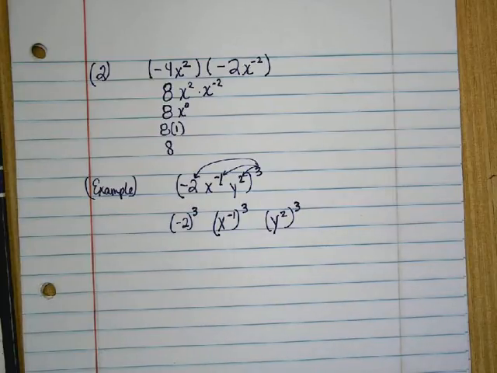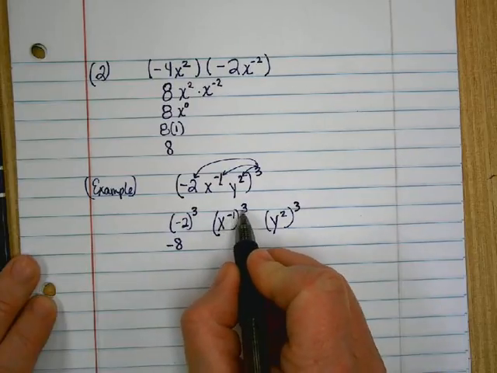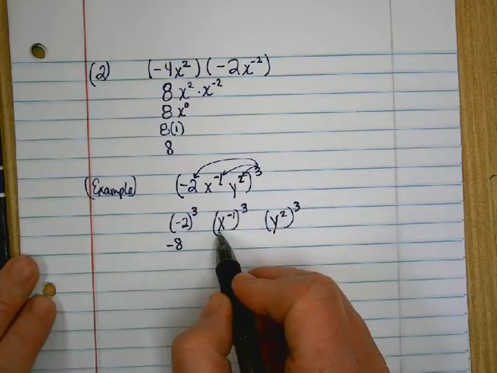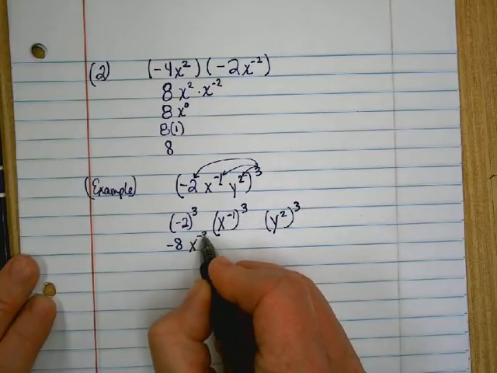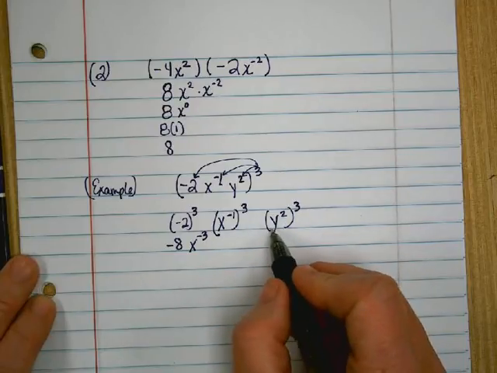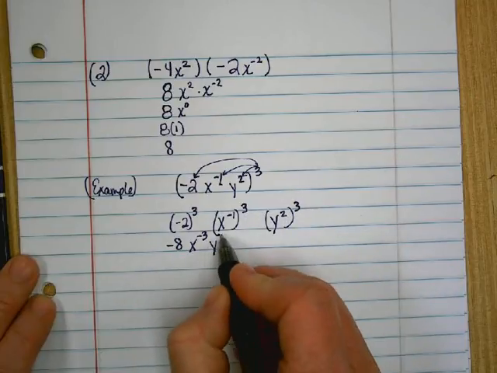Well, what happens when I multiply negative 2 together 3 times? What do you get? Negative 8. What about x to the negative 1 raised to the third power? When there are 2 exponents and only one base, you multiply those exponents together. So that's going to be x to the negative 3. The same principle applies here. Y squared raised to the third power. You're going to multiply those exponents and it's going to be y to the 6th.